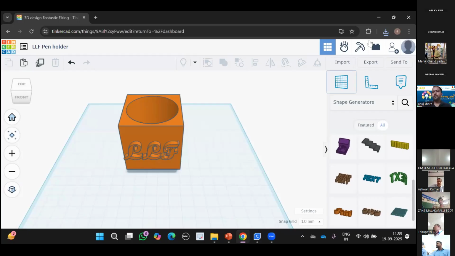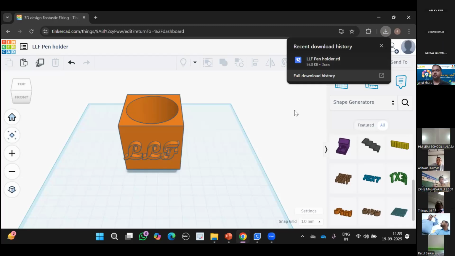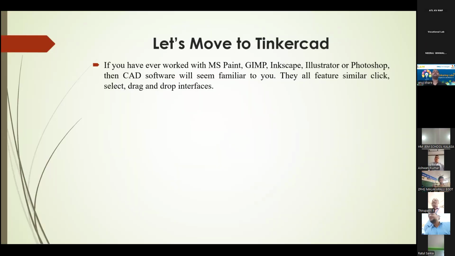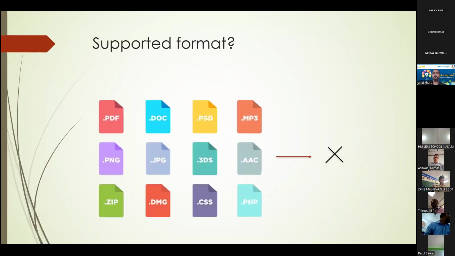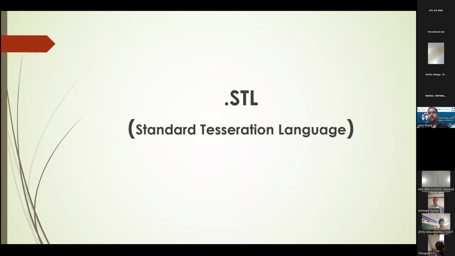Okay, so my design is downloaded. It is just 95 KB. So that was the first part of 3D printing. In that, we have done the designing. That is a very important part. Now, what format? That was HTML, which is a standard declaration language.